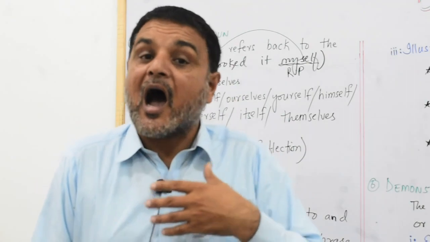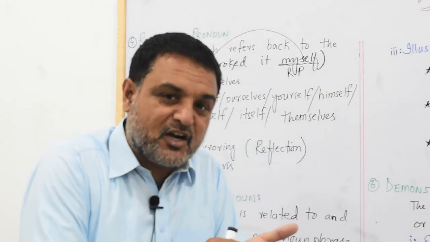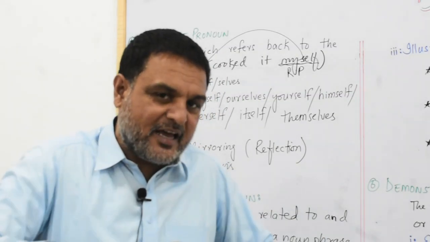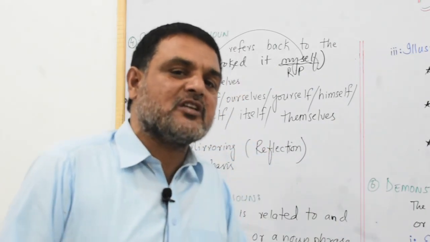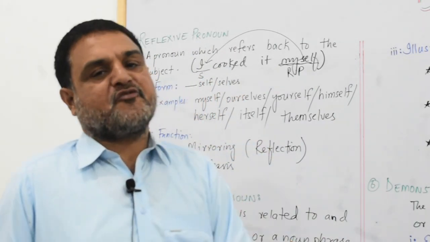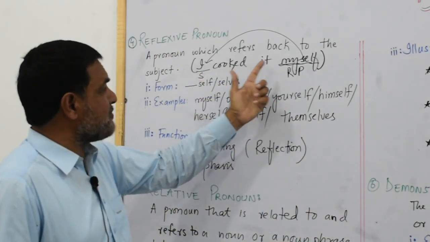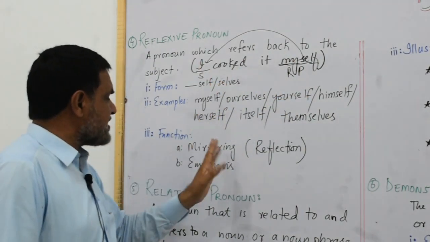For example, I myself did it. In such a case, myself, the reflexive pronoun, is used immediately after the subject rather than having a gap. So typically, when a reflexive pronoun refers to the subject, it is normally used after the verb. Like the example here, I cooked it myself. This is the verb and it is used at the end.